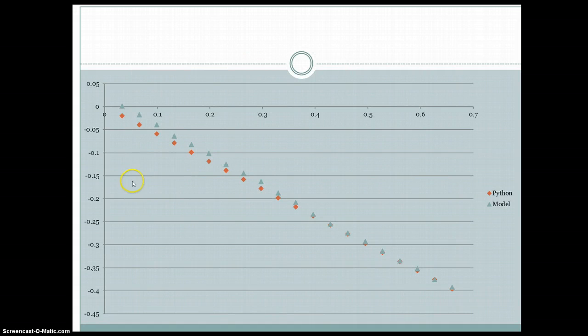And finally, I compared the points from the Python computational model and the actual one. And the points are pretty similar, except for at the beginning, because Python does not account for the friction force which happens in real life.